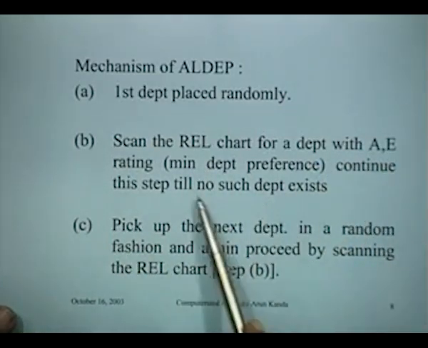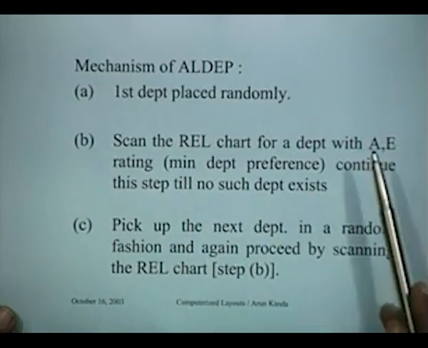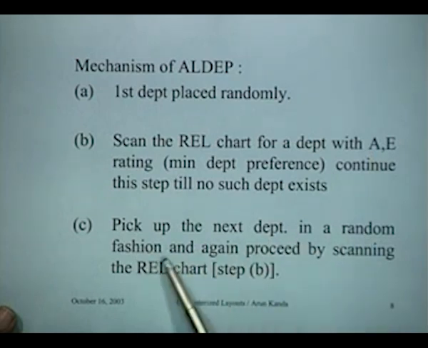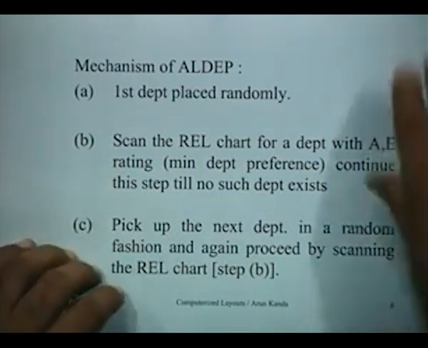And once you find that no such department exists with an A rating or an E rating in the REL chart, then pick up the next department in a random fashion. Again take the example of locating friends in a hostel. Once the friends have been located, if we don't find a friend, we pick up any random person and put him next, and keep on doing this exercise. So pick up the next department in a random fashion and again proceed by scanning the REL chart, which is step B. We can continue with this exercise till we develop a layout.